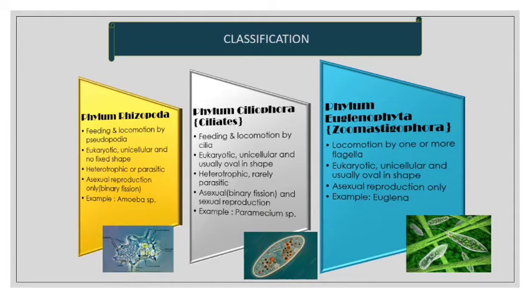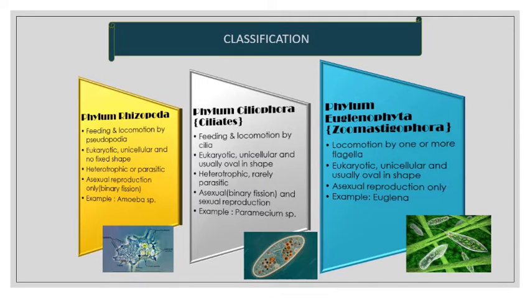Okay, now let's continue to the phylum Ciliophora or ciliates. First, locomotion is by cilia. Second, it is eukaryotic, unicellular, and usually oval in shape. And third, it is heterotrophic, rarely parasitic. And fourth, it is associated with conjugation and sexual reproduction. For example, Paramecium sp.